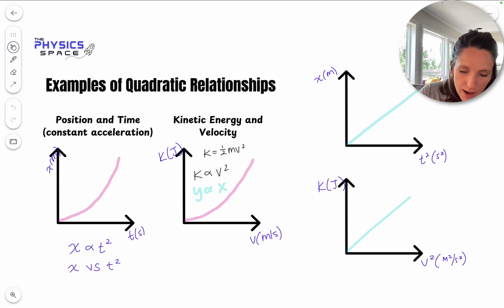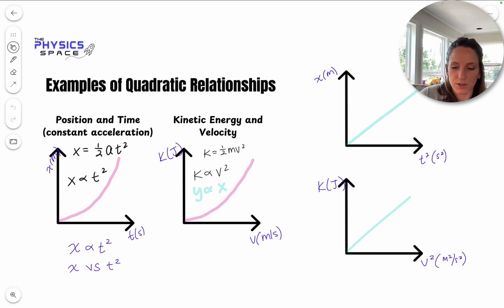And I'll come back for a second here. So this position in time graph, so notice here, position, let's assume initial velocity is 0, 1/2 at squared. So we have x and t squared. So that's where our proportionality comes from, x is proportional to t squared. That kind of validates what we have there.